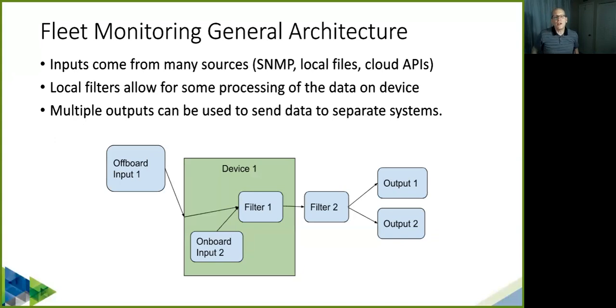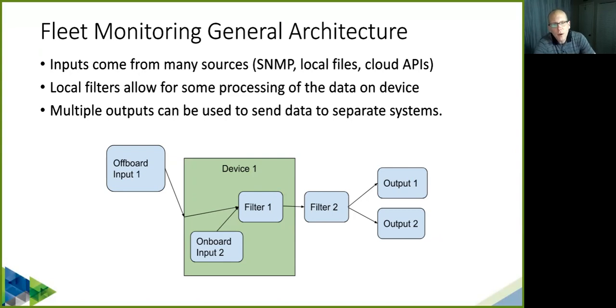So, general architecture, you see the diagram here. It's pretty straightforward. You're able to take inputs from many different sources, whether that's things like SNMP, some local file information, cloud APIs. As I mentioned, most of these systems have come from the enterprise IT space, so SNMP is big, cloud APIs are big.